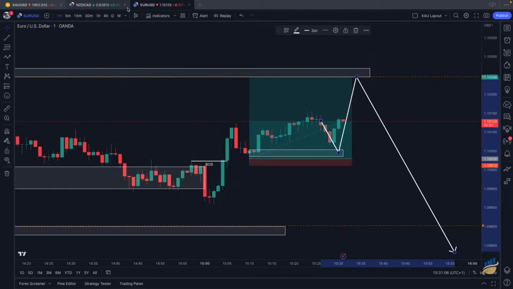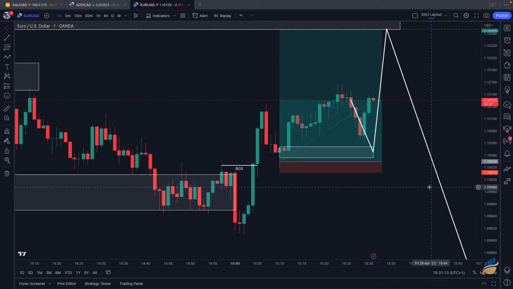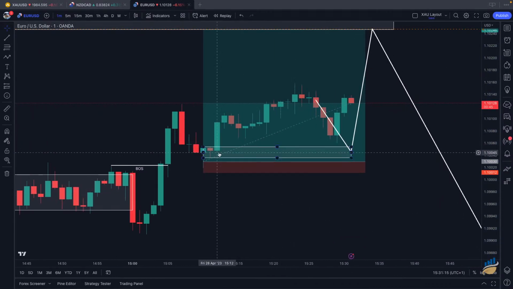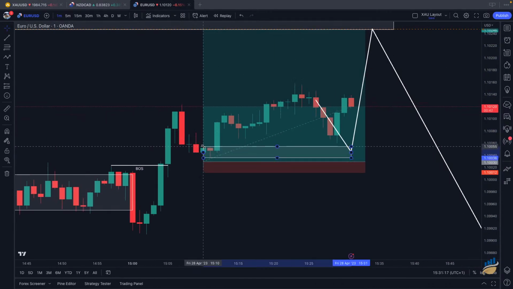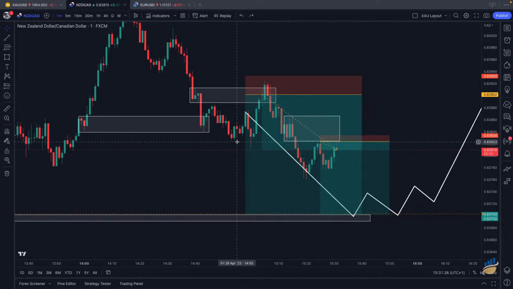Let's double check and see what's going on here. Price didn't actually come to tap into that perfectly. That is the zone though, that is the candle that we're looking at. Price may come back down to tap into that. Let's have a little look at this one. Price has come to sweep this zone.